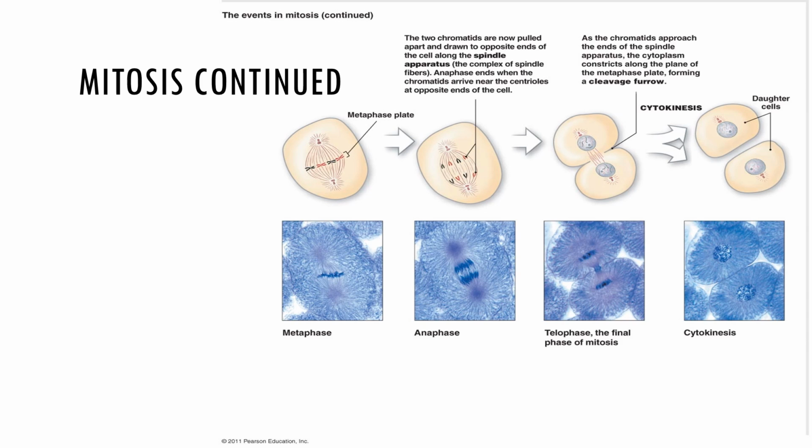Metaphase, the centromeres of the chromosomes are aligned along the equator of the cell. This plane is midway between the two poles and is also known as the metaphase plate. Anaphase is the shortest phase. The centromeres of the chromosomes split. Each chromatid now becomes a chromosome as they're pulled to opposite poles.